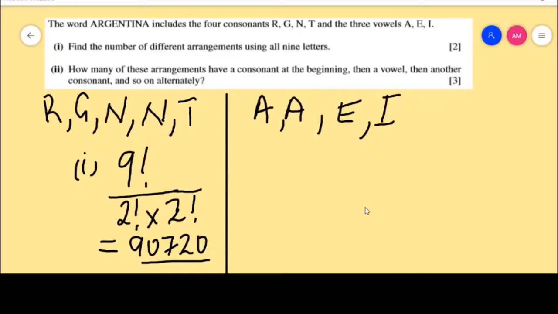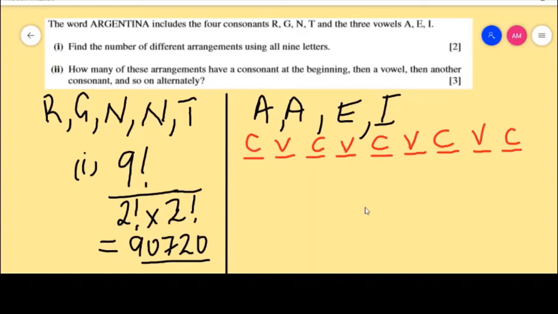So I'm going to put, I've got how many letters altogether? So I've got 2, 4, 5, 9 letters. So 1, 2, 3, 4, 5, 6, 7, 8, 9. I want to have a consonant, vowel, consonant, vowel, consonant, vowel, consonant, vowel, consonant.